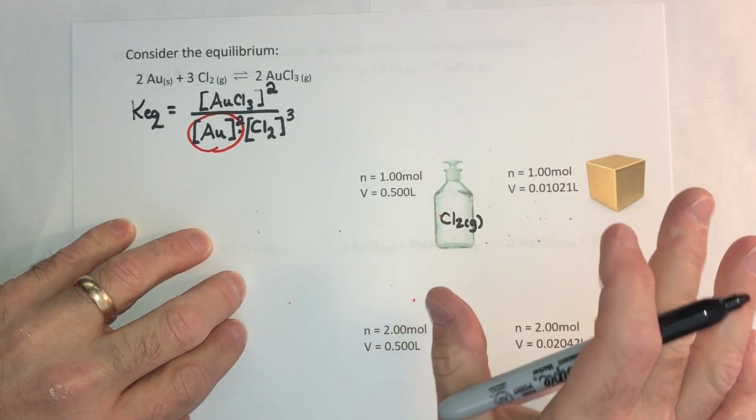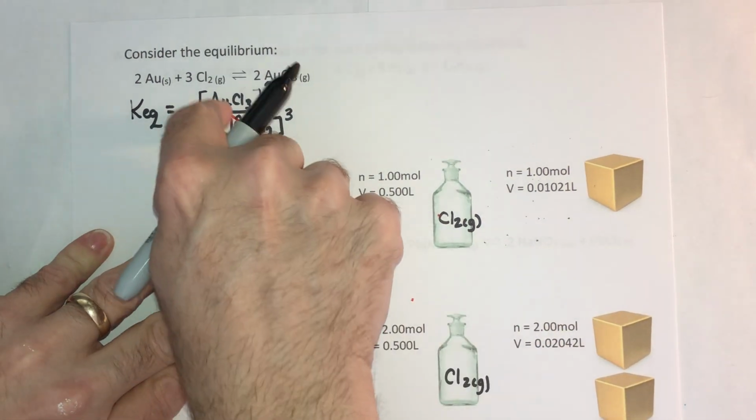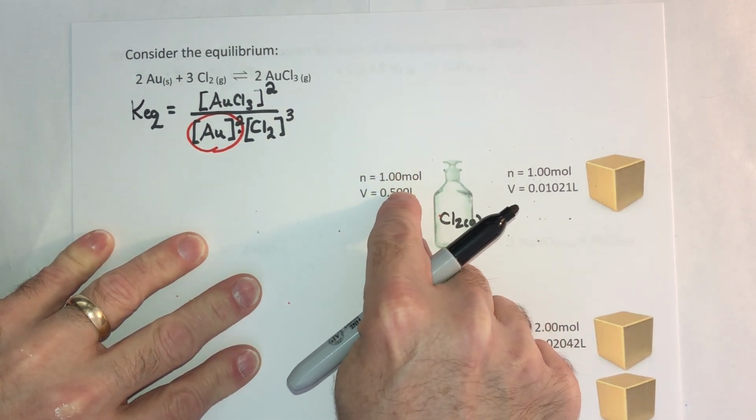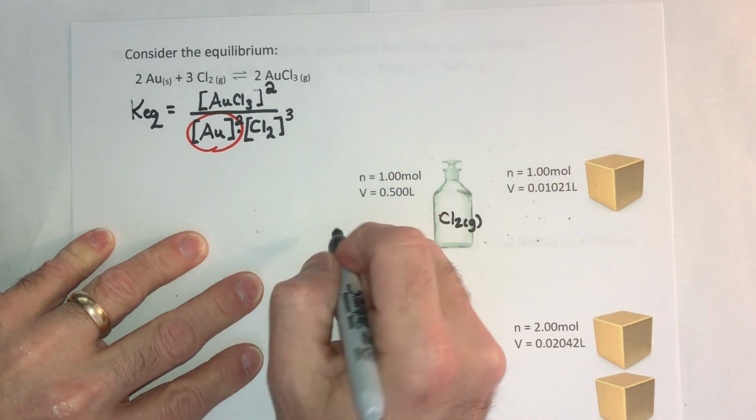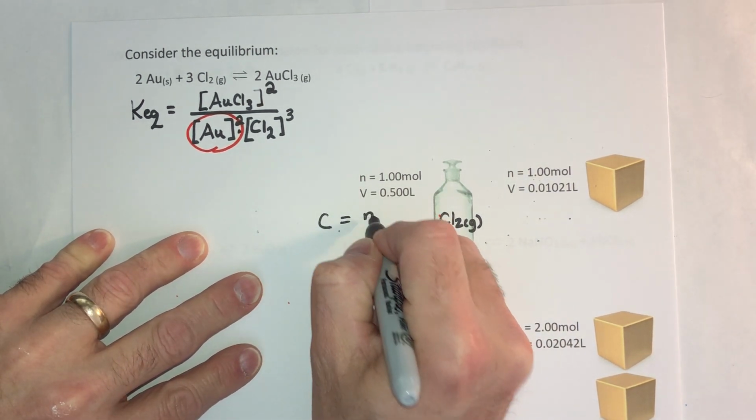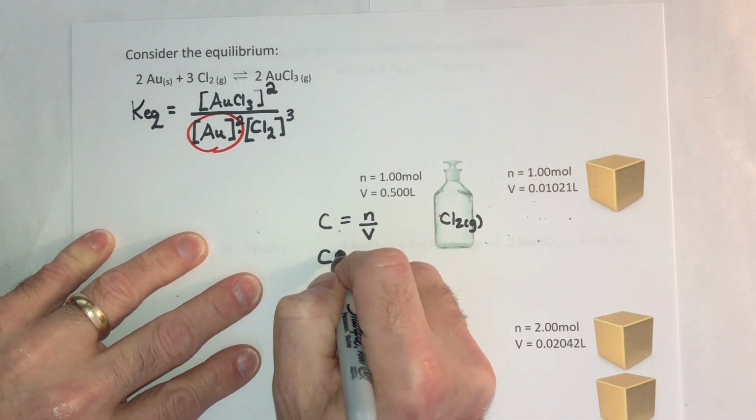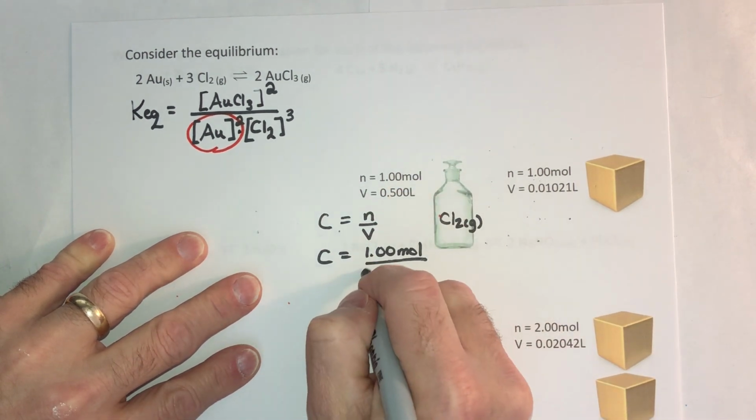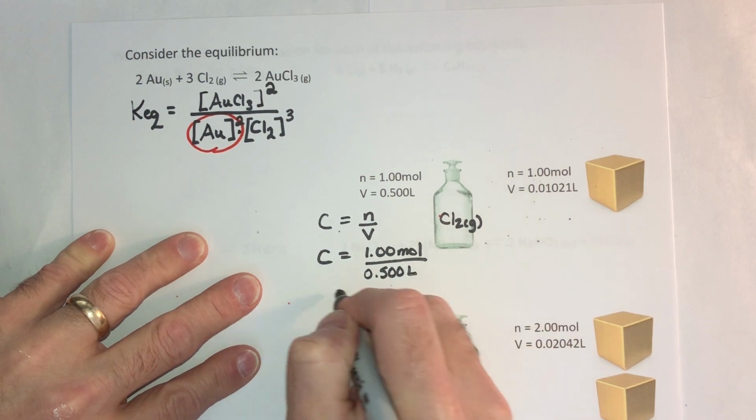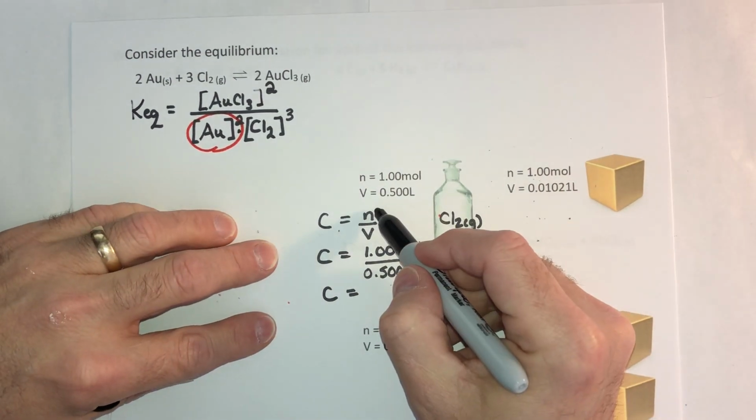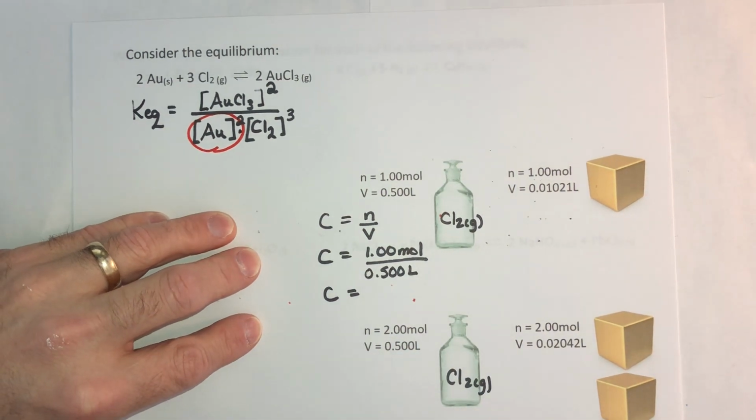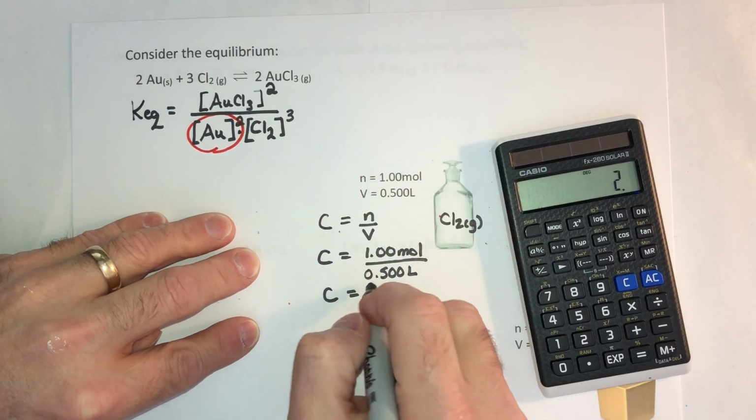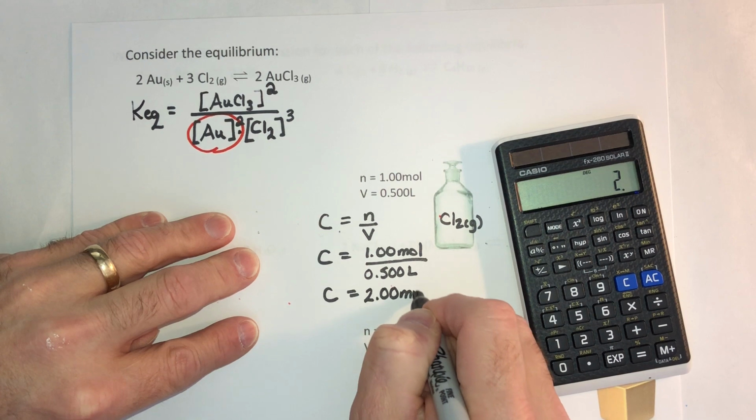If I want to calculate the concentration of Cl2 gas for this calculation here, because I need to know the concentration, I can use the moles and the volume to calculate concentration. So for this one here, the concentration is moles over volume. So the concentration would be 1.00 moles divided by a volume of 0.500 liters. Because concentration is just the number of moles you have divided by the volume. So if we pull out our trusty calculator, 1 divided by 0.5 gives me 2. So I would have a concentration of 2.00 moles per liter.